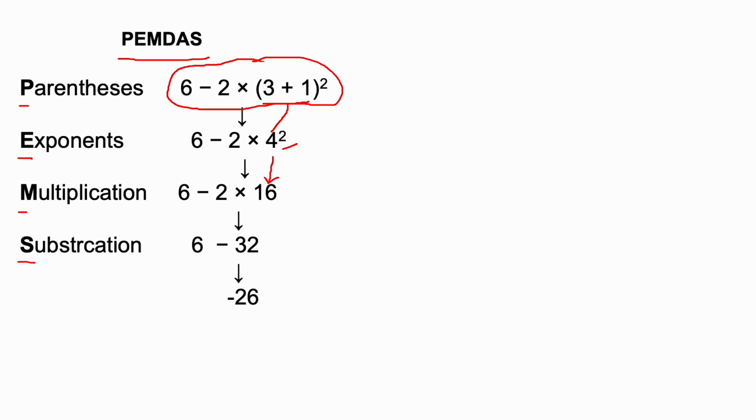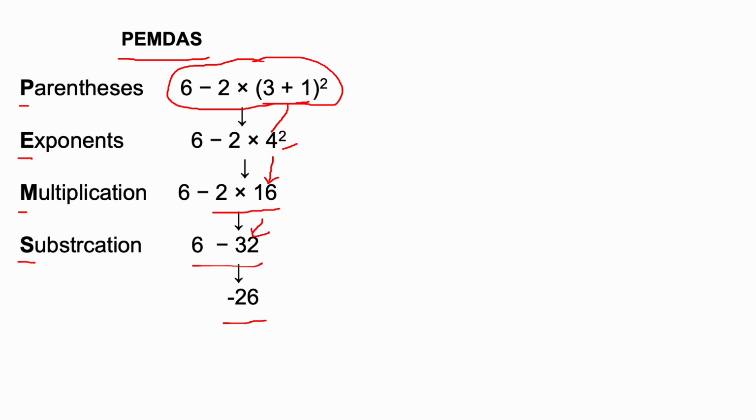Now next in the PEMDAS rule is multiplication. So we will multiply 2 and 16 together and we get 32. So now you have 6 minus 32, and finally we have to do subtraction. So 6 minus 32 comes as minus 26. So this is the right answer.